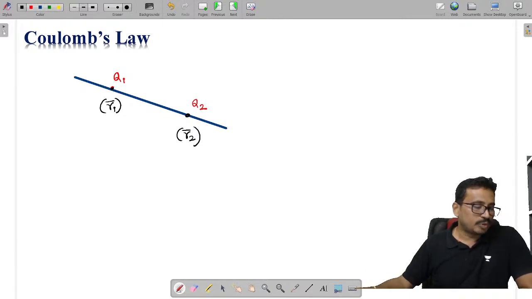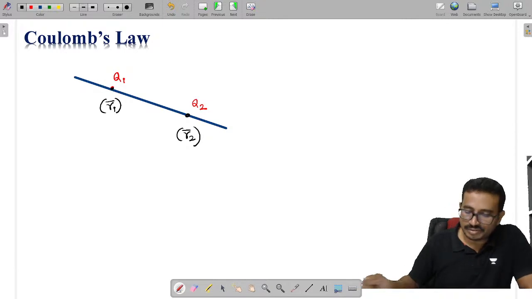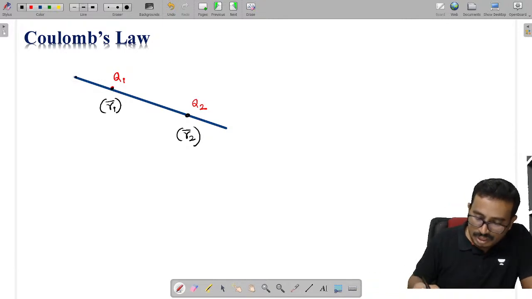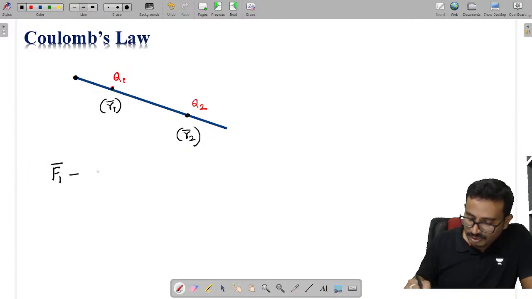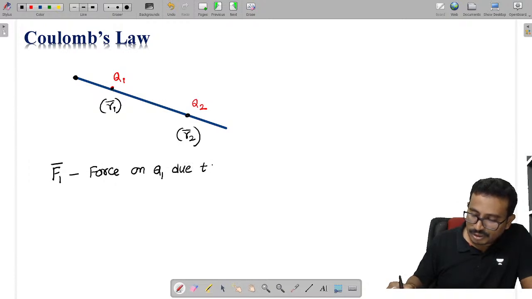And what is meant by position vector? That is the location of the charge with respect to the origin. Now I am defining one term, f1, which is the force acting on q1 due to q2. f1 is defined as the force acting on q1 due to q2.